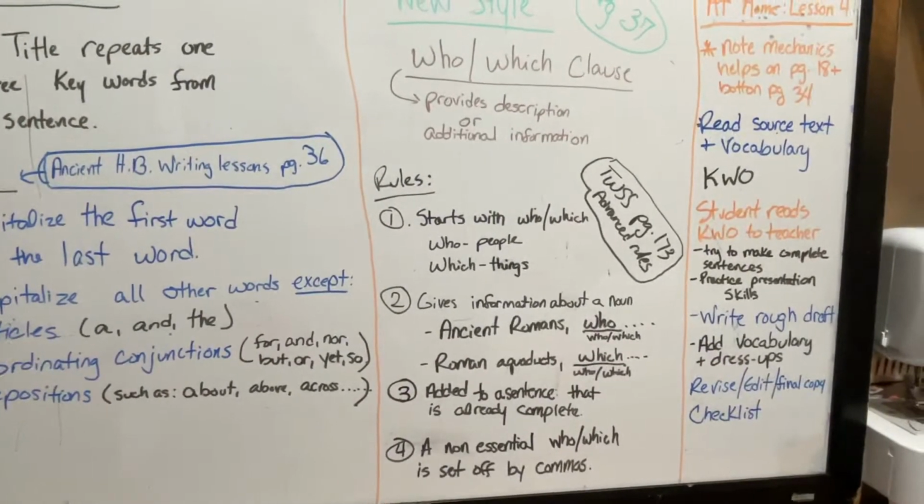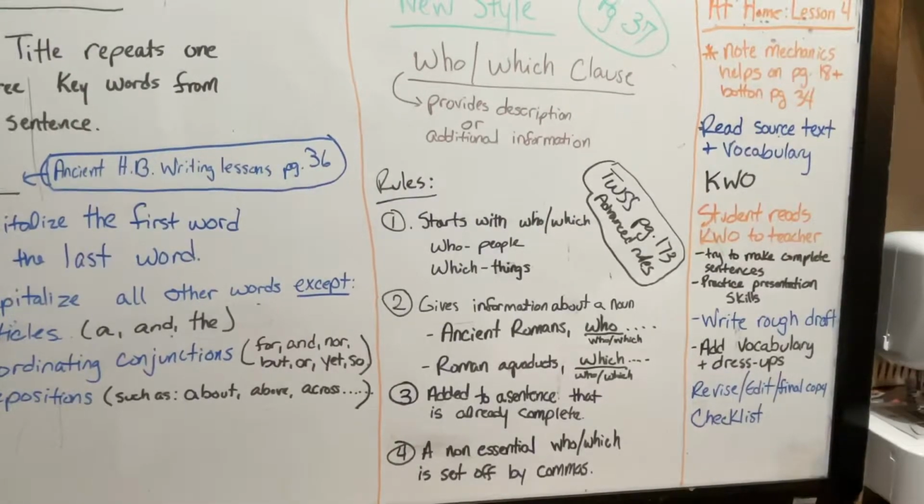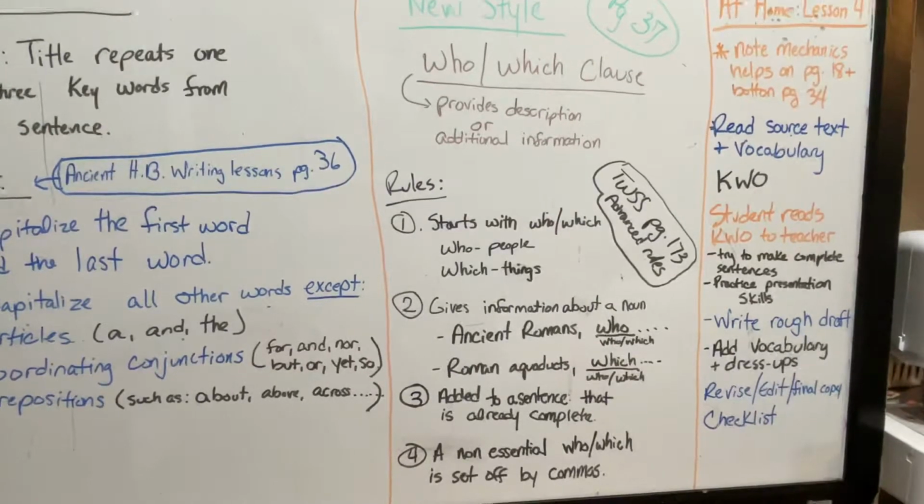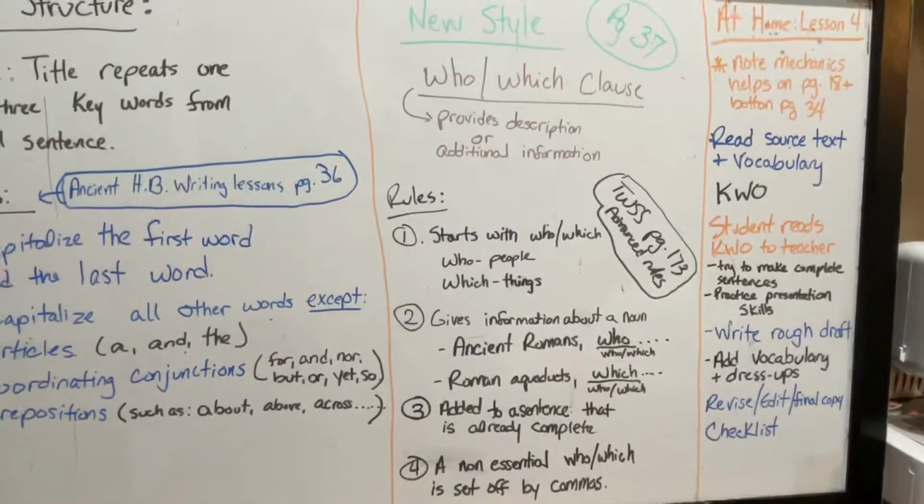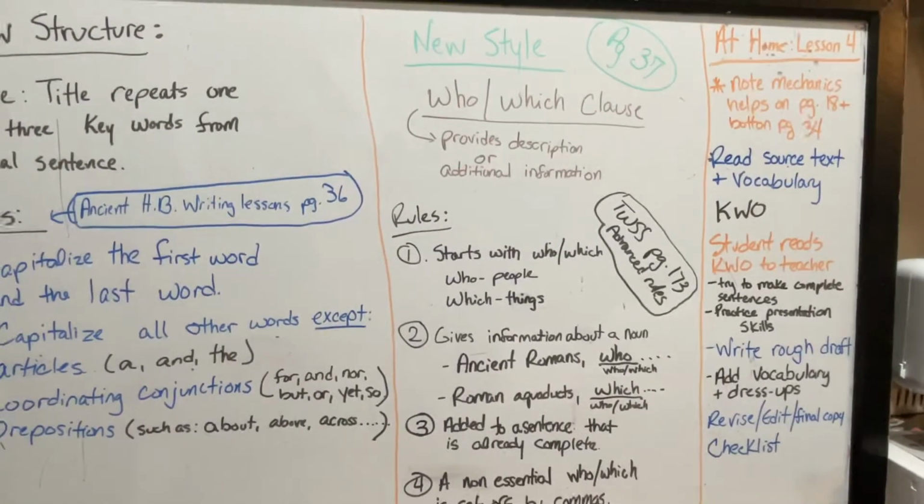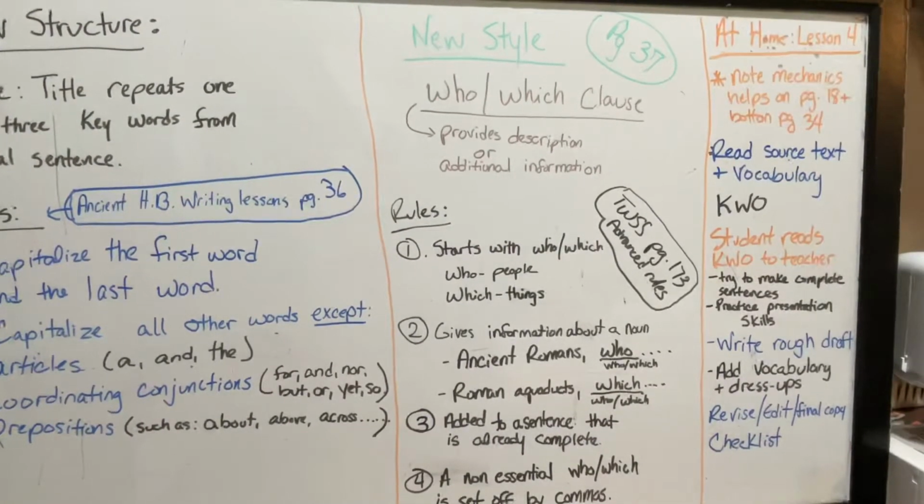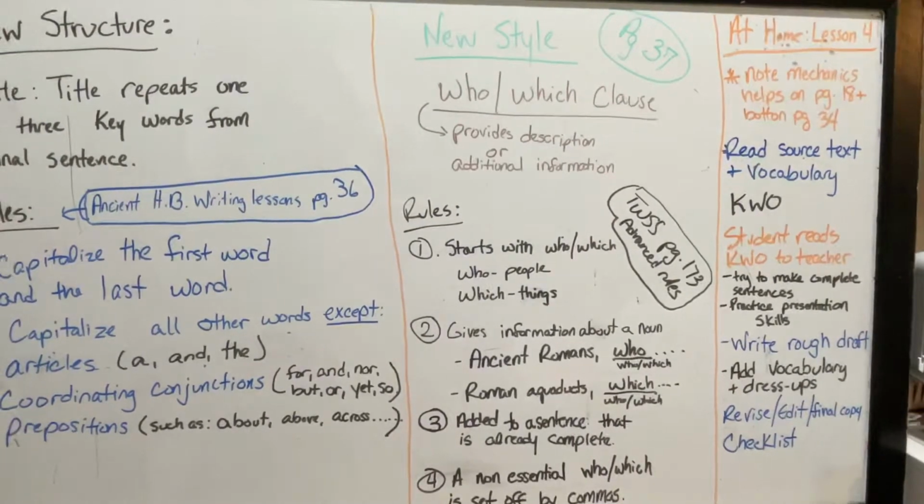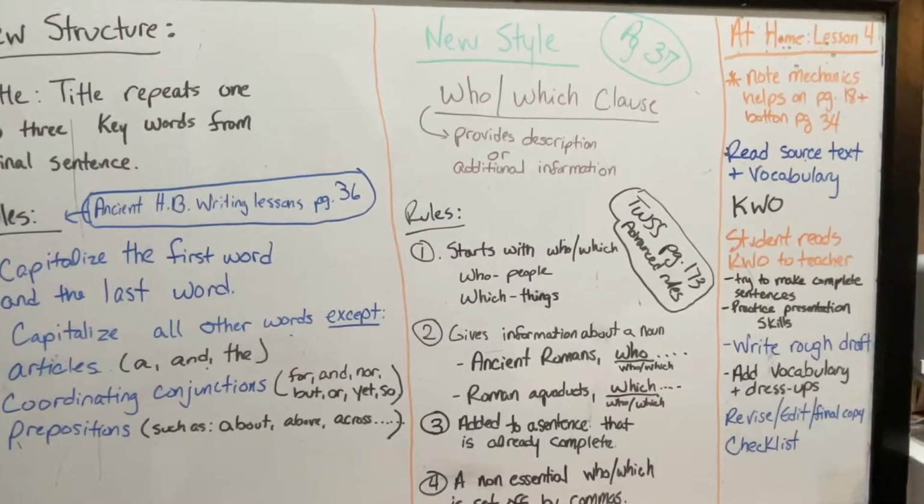On page 173 of your Teaching Writing: Structure and Style book, there are advanced rules for the who-which clause. So if you've got a third-year student that already has a good handle on who-which clauses, you can look at the invisible who-which and the essential who-which rules.